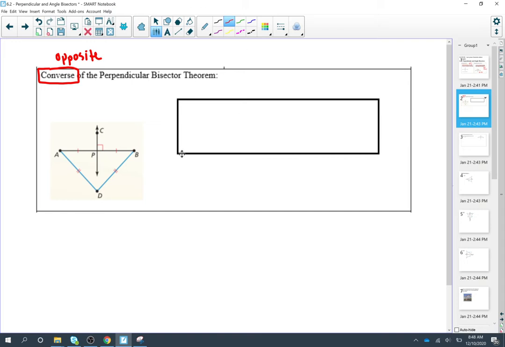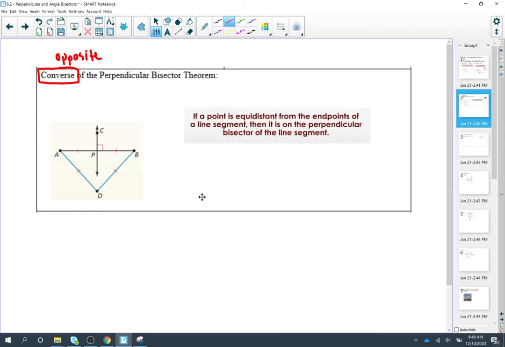So what the converse says is that if a point is equidistant from the endpoints of a line segment, then it is on the perpendicular bisector of the segment. So this time, do you notice they're already telling us that AD is congruent to DB because we've got those two little tick marks. So because we know that, we know that point D is on the perpendicular bisector, or it will be when you extend it through.